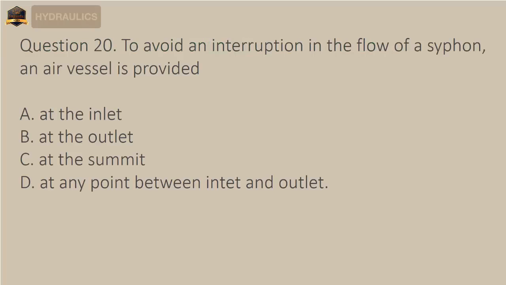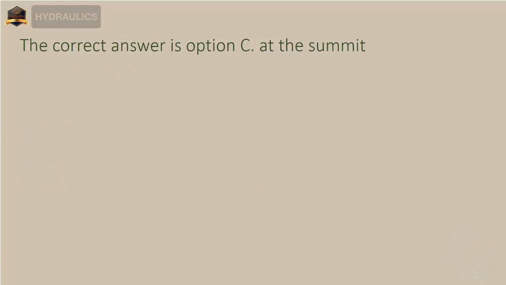Question 20. To avoid an interruption in the flow of a siphon, an air vessel is provided A. At the inlet. B. At the outlet. C. At the summit. D. At any point between inlet and outlet. The correct answer is option C, at the summit.